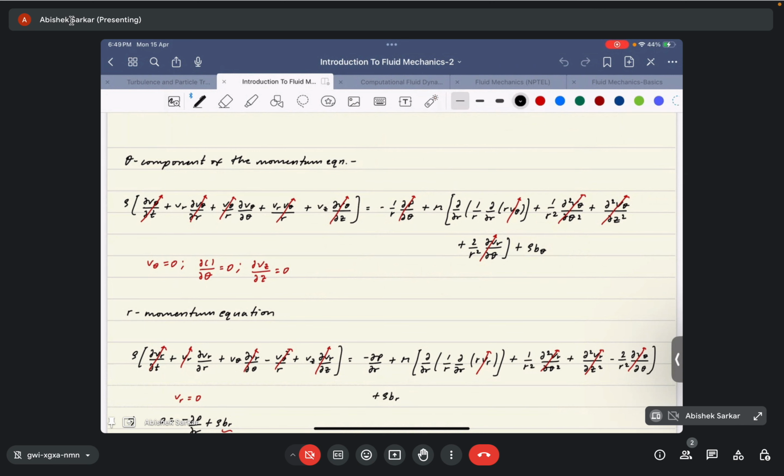We can also write it in a small text there.